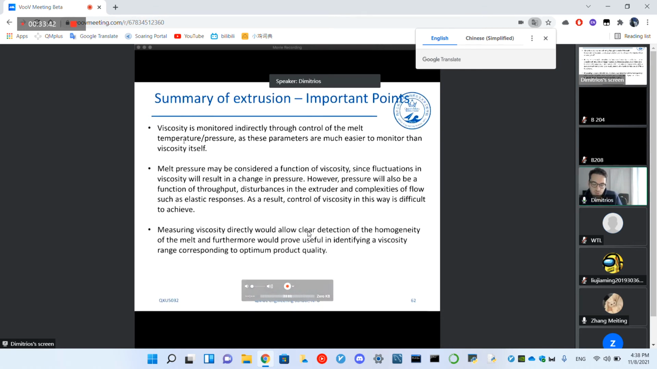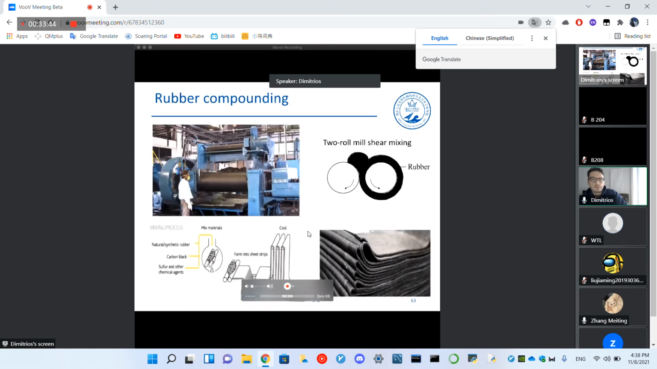And now let's move on from the extrusion. We might have stayed a bit too long, but it's the most important technique, along with injection molding. But as you can see, there are more techniques for polymer processing, and the rubber compounding is usually done with this technique that is called two-roll mill.